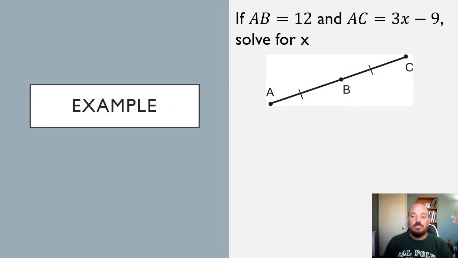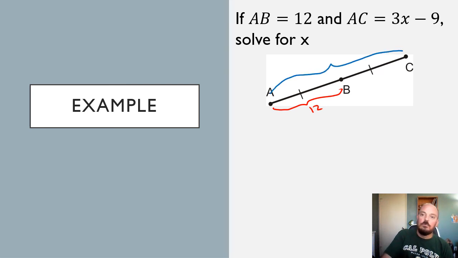So let's use that to do another example here. We have a similar picture again with a line segment broken up into 2 parts, the betweenness of points. This time I said AB equals 12. Let's mark that. So this part here is 12. And then I said AC, which is the whole thing here, is 3x minus 9.